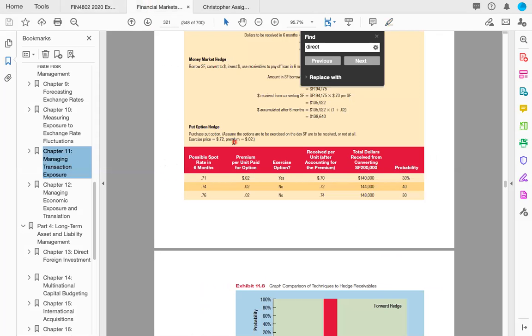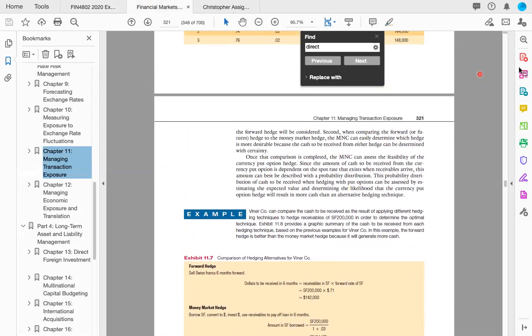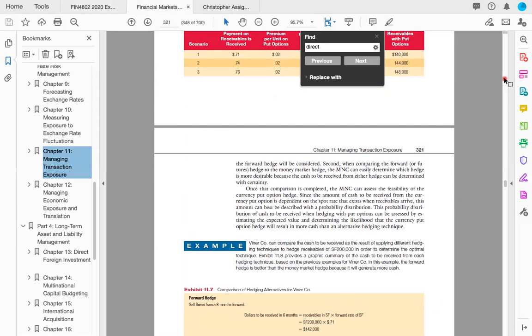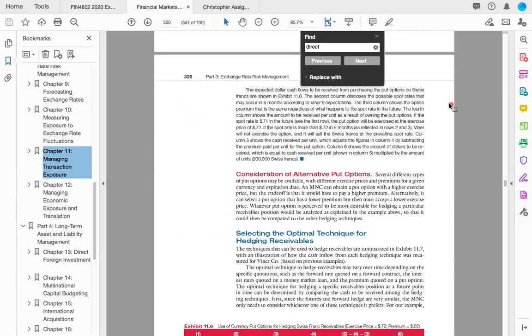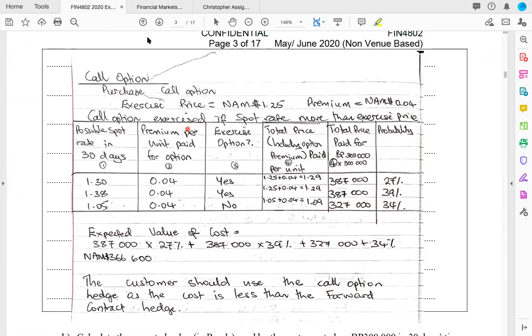So I keep emphasizing, please be sure to go through this example in the prescribed textbook on how to hedge trade receivables. With trade receivables, the calculations are a bit different, but if you can follow the approach on how to hedge trade payables, you'll be fine with how to hedge trade receivables.